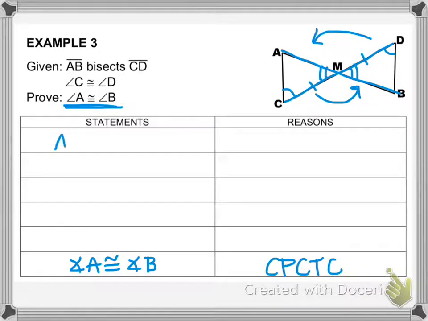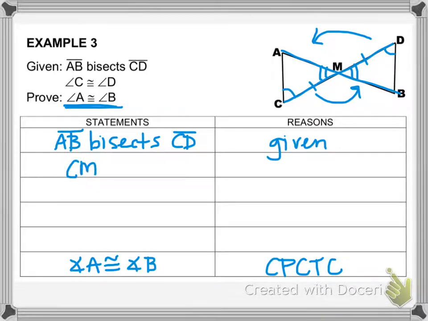So let's start with our first given. Segment AB bisects segment CD. Of course, the reason is given. Okay, that's not a congruent statement, but from that statement I was able to say that segment CM, which is half of CD, is congruent to segment MD, which is the other half of CD, because CD was bisected. And the reason I know that is because of this word bisect. So the reason is going to be definition of bisect.